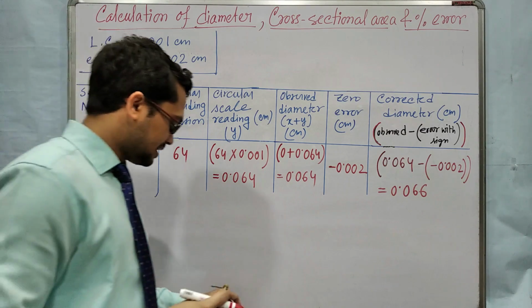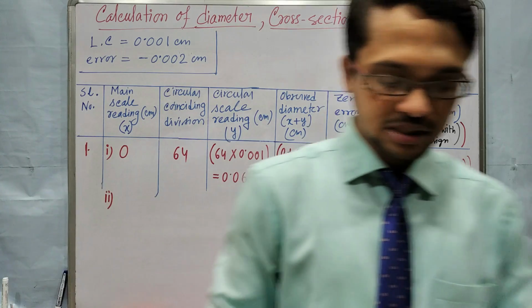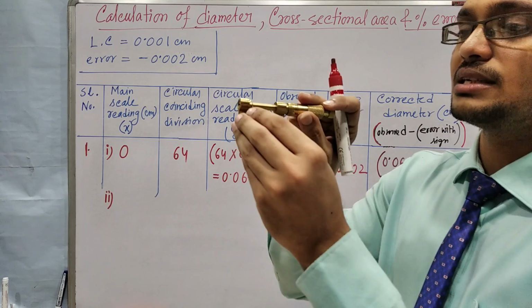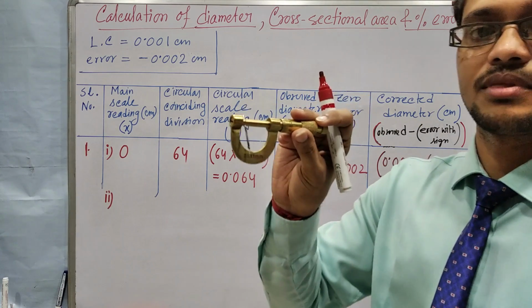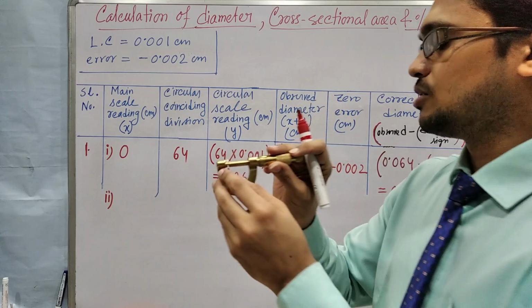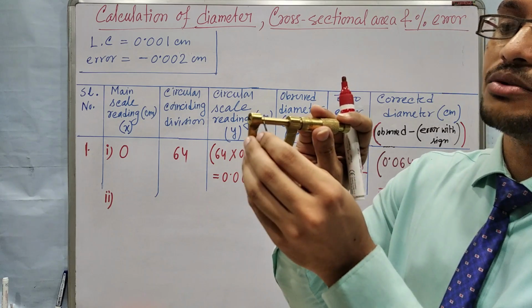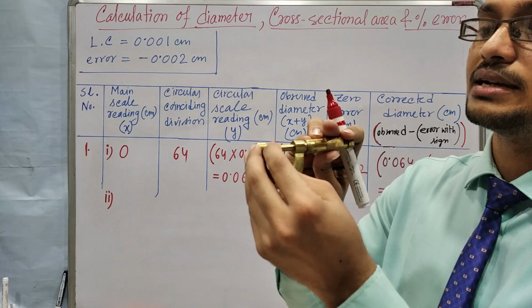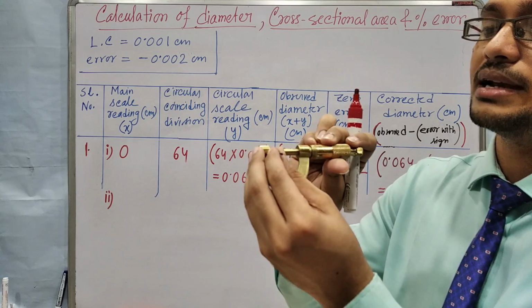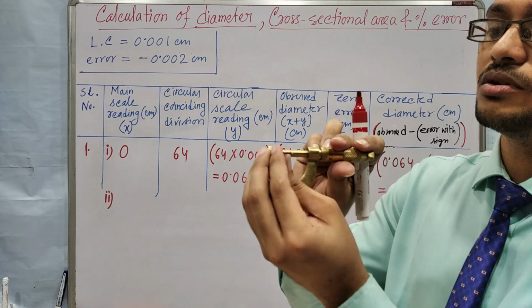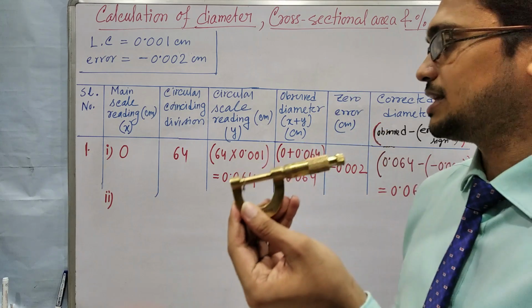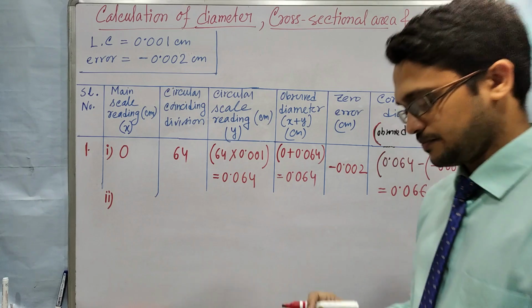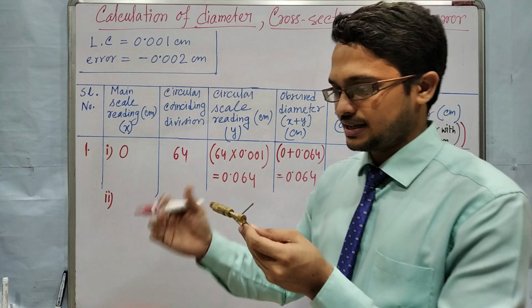Second reading, why, and at which position? Suppose this is the first position of the wire. The second position will be at the same place, but we will rotate this wire by 90 degrees and hold it. We do this basically to remove the irregularity in the wire. So again we will take the reading.